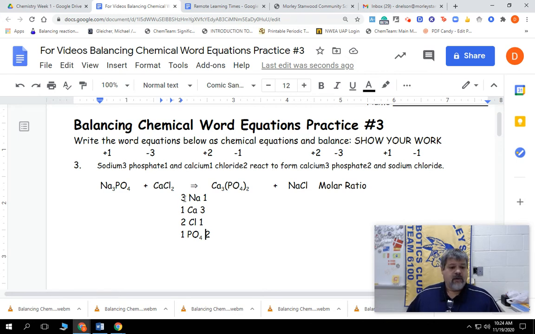So I have a 3 here. I need to make the 3 on this side. So remember, I can only change the coefficients. I can't change the subscripts. So I only have 1 sodium here. So what times 1 equals 3, and that's a 3. So now I can change this to a 3.